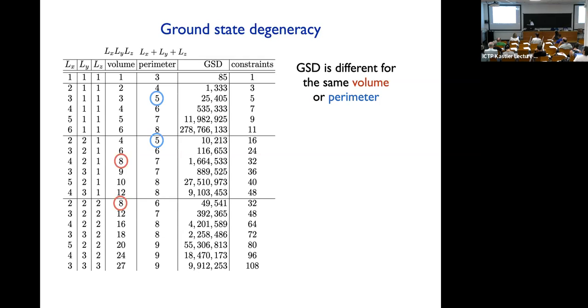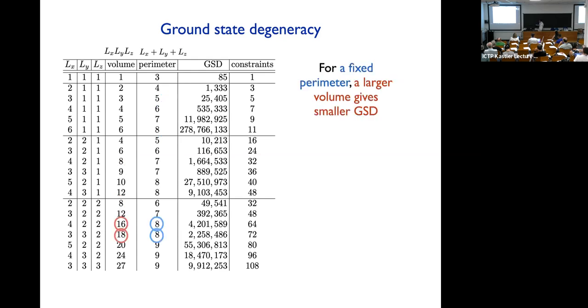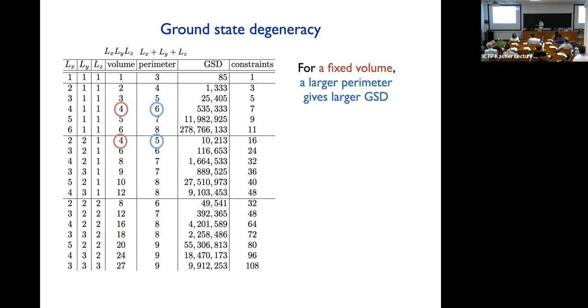Interestingly, if you look at the system size where either perimeter is the same or volume is the same, the number is different. So obviously it's not just a function of volume or perimeter. But one thing we notice is that for a fixed perimeter, the larger volume actually gives a smaller ground state degeneracy, in contrast to your usual intuition. For a fixed volume, on the other hand, the larger perimeter gives you a larger ground state degeneracy.